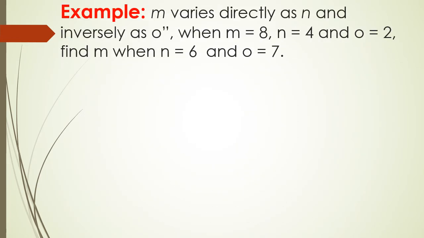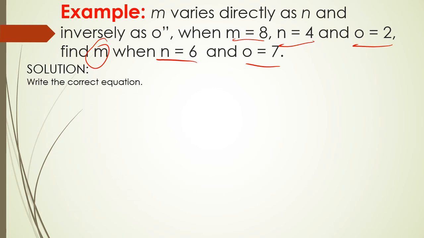So, for the first example natin, may variable M varies directly as N and inversely as O. When M is equal to 8, N is equal to 4, O is equal to 2. Find M when N is equal to 6 and O is equal to 7. Lagi kong binabanggit na pinakauna natin is lagyan nyo muna ng palatandaan ano yung mga hinahanap. So, first step, ganun pa rin. Write the correct equation. So, ano kaya yung correct equation nito?